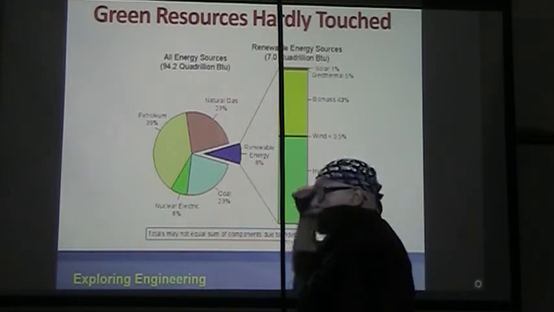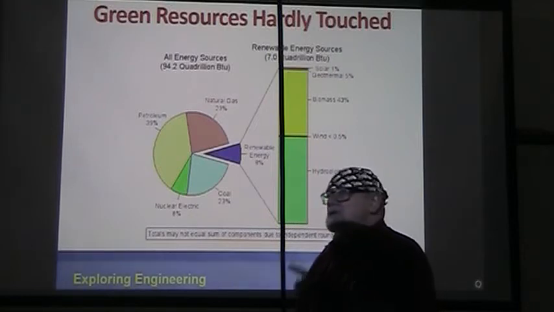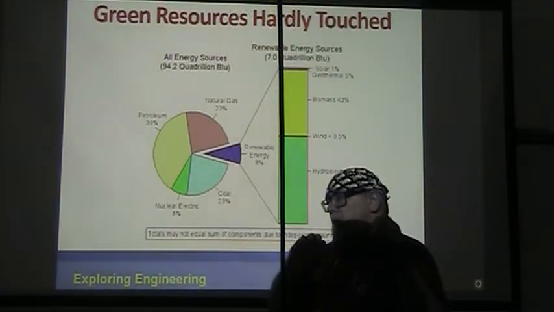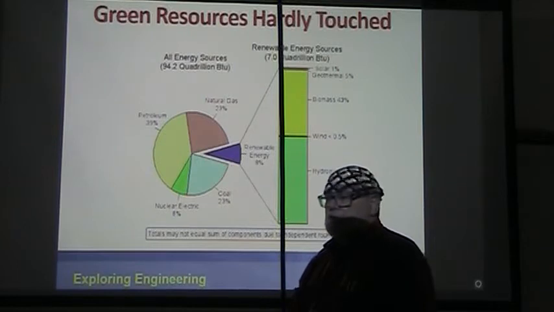Biomass is, well, essentially it's trees, bushes, things like that, that we either make into a biodiesel or in some other way turn it into fuel.